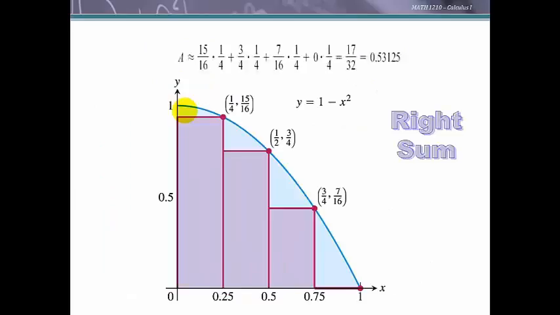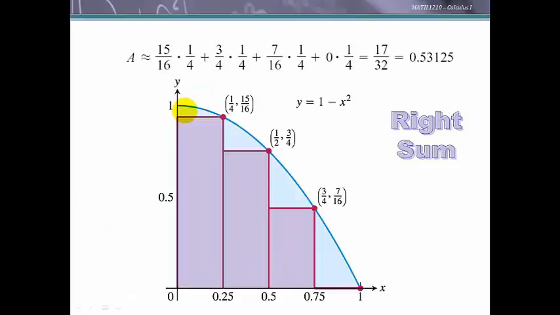So if we looked at the right hand sum, we would get that each of the little widths is 1/4, and if we took that 1/4 and we did 1 minus 1/4 squared, we would get our 15/16 times our 1/4. And then if we do the same thing here with 1/2, here is our next rectangle, here is our next rectangle, and then our last rectangle is 0 high, and we sum those up and we would get 0.53125, which we know underestimates because these pieces are missing.